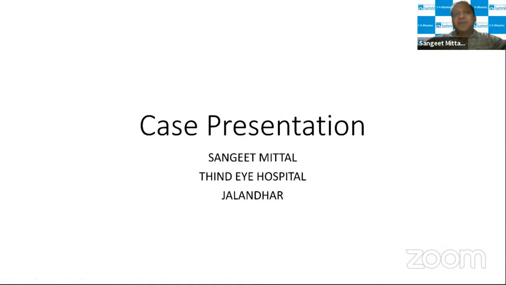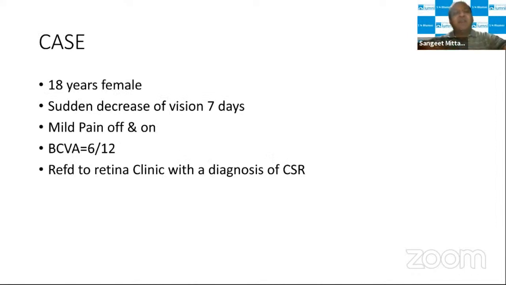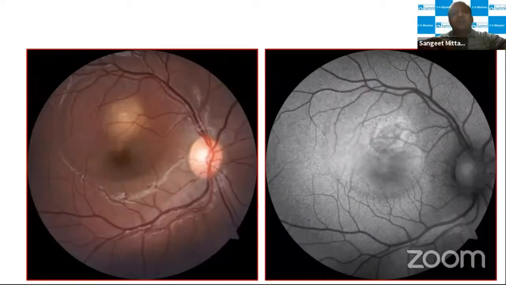Yeah, thank you. So I'm just going to present a case of an 18-year-old female who presented with a sudden decrease of vision for 7 days. She also complained of mild pain off and on. The best corrected vision was 6/12, and she was referred to the Retina clinic with a diagnosis of central serous retinopathy. And this was her fundus picture.